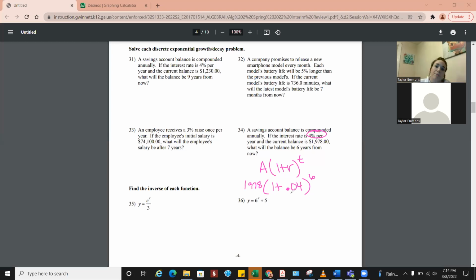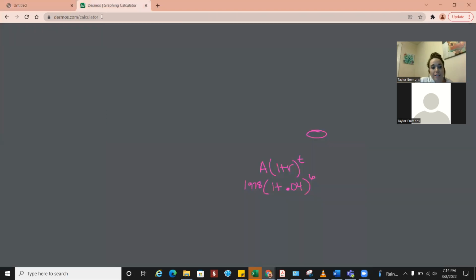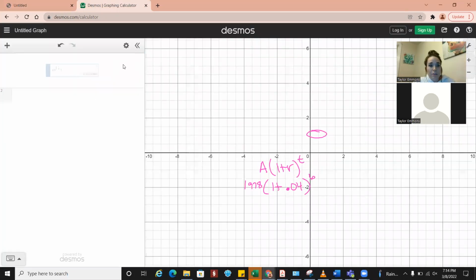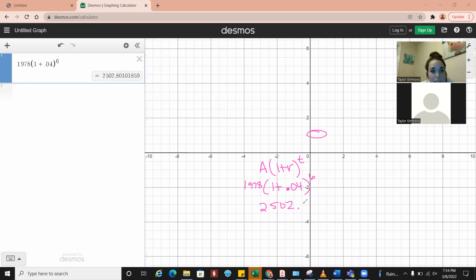And now what we're going to do is plug this in our calculator. So we either go into Desmos or going into our TI-84. And we're going to type 1,978 times 1 plus 0.04. And we're going to raise that to the 6th power. And that should give us $2,502.80. And notice how I rounded it off to the second decimal place because we're dealing with money.